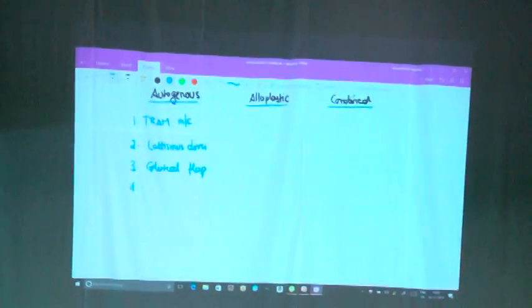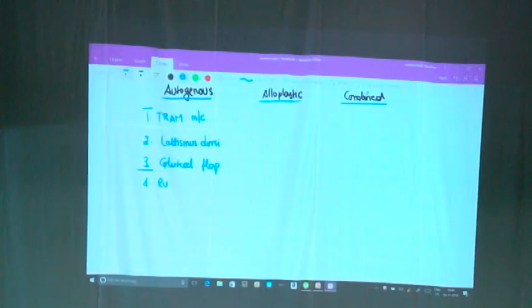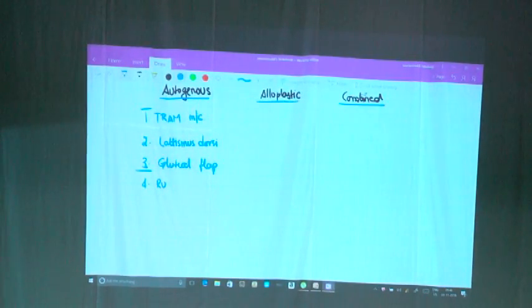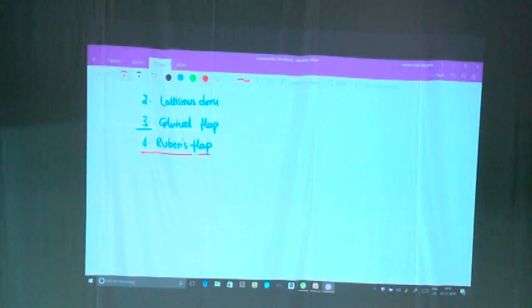See, there was a question, what is Rubens flap? I'm not saying fourth common, just remember it for the top 3. These are the top 3 to be used. But there was something that was a question arising in DNB. They said Rubens flap. Rubens flap is also used for breast reconstruction. What is the blood supply of the Rubens flap?